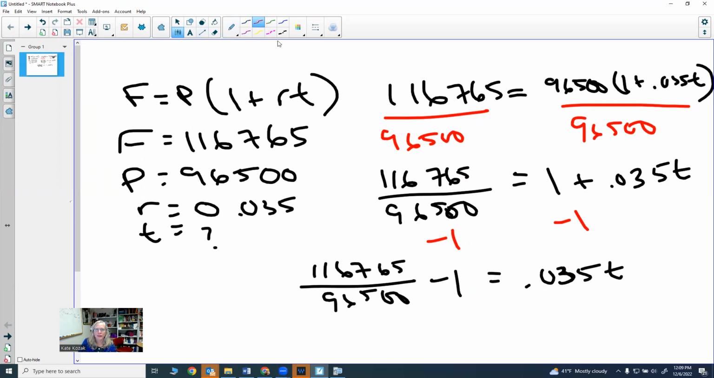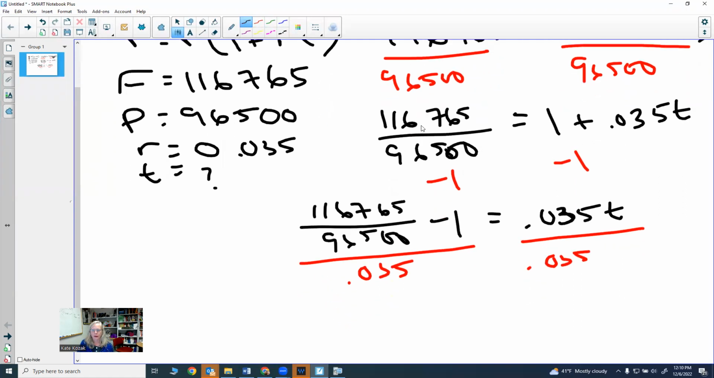Then I notice at the last bit that all I've got to do is divide this by 0.035 on both sides, and I will get the answer. So now I can take out my calculator, and I would do 116,765 divided by 96,500, find out what that is, subtract 1 from that, and then divide that whole answer by 0.035. And when I do that, I end up with T equal to 6 years.